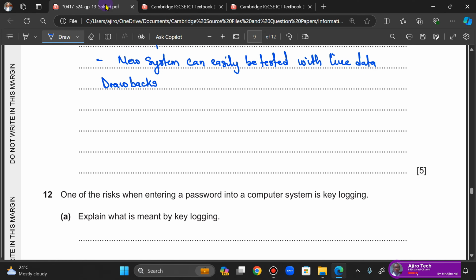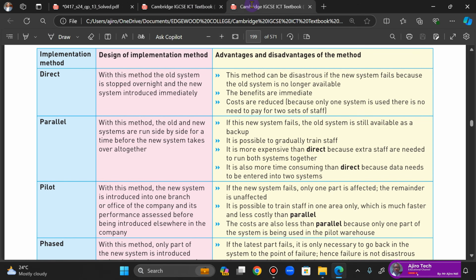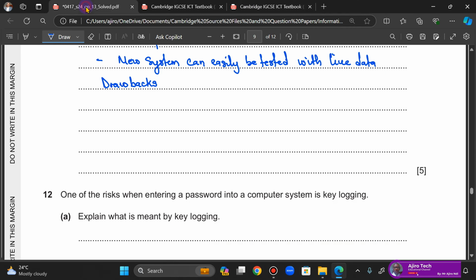Okay, let's look at drawbacks. So here we see that it is more expensive as extra staff are needed to run both systems together. Expensive, as two sets of staff are needed to run both systems.